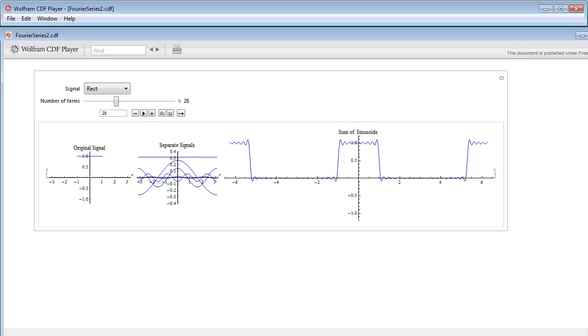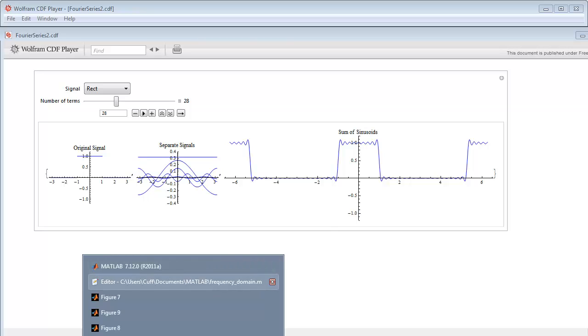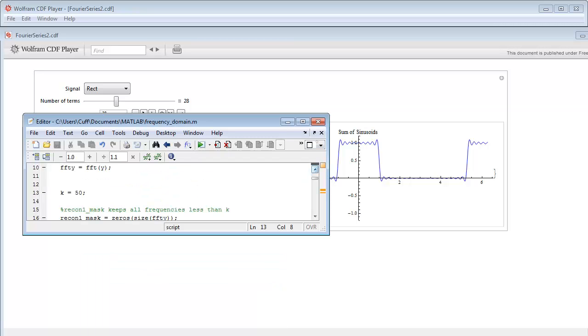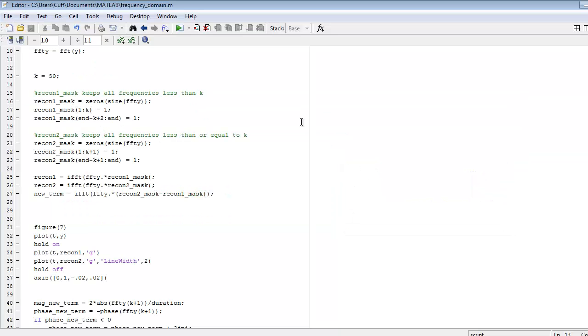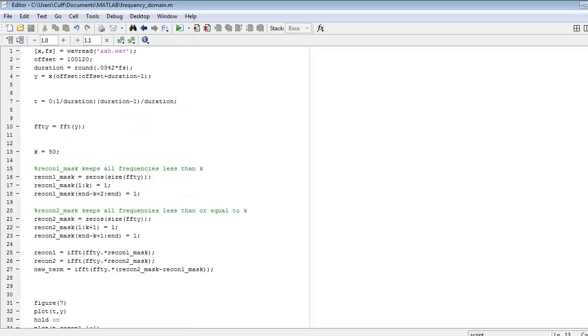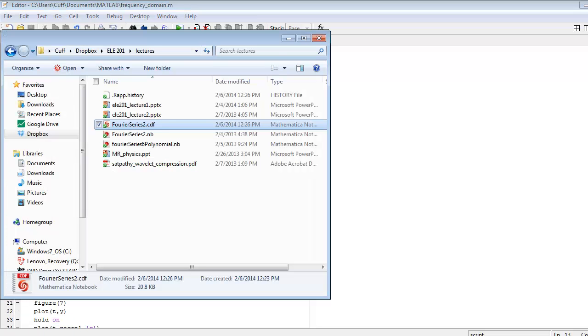I'm going to do another cool demo in MATLAB. So I have some code here. It's available online that I wrote. What this does is it's actually reading in a real sound file. So I have this wave sound. I'll start by playing that.